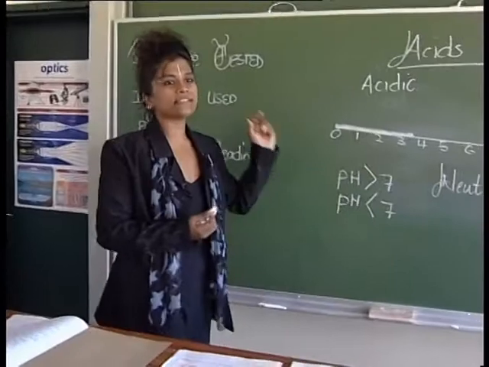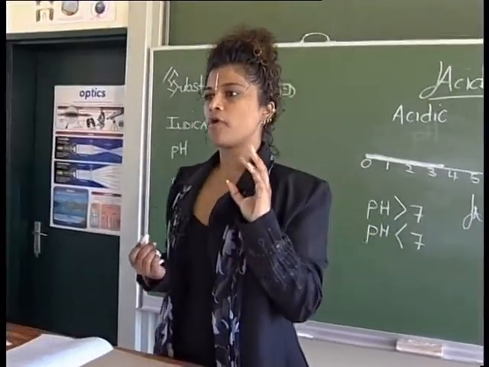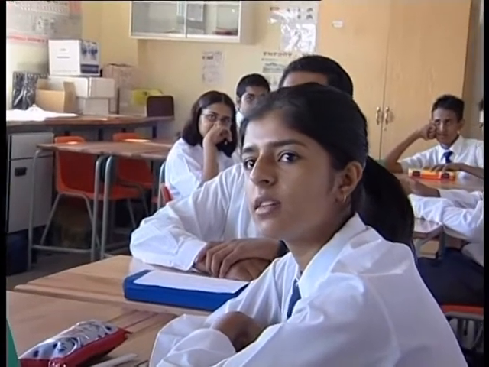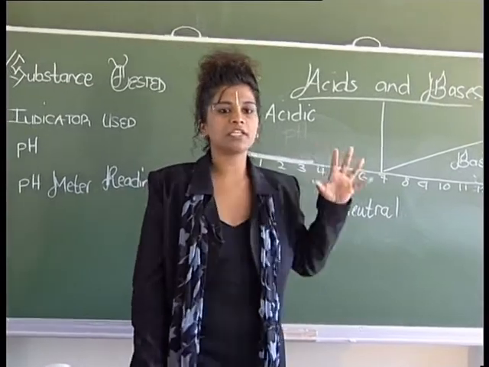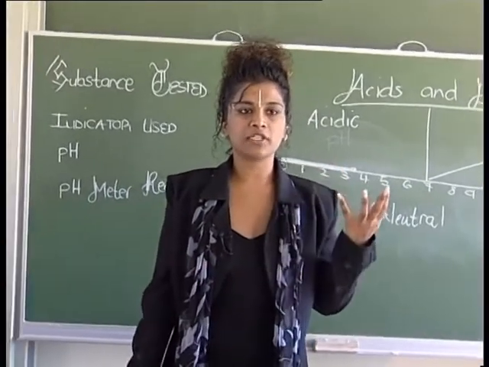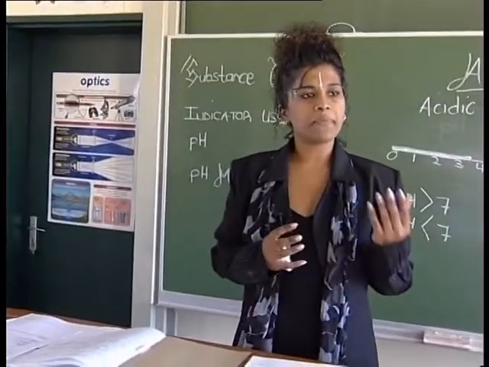If I ask you what is the difference between the pH, pH 3 and pH 4? pH 4 is less acidic than pH 3. Very good. pH 4 is less acidic compared to pH 3. pH 3 is more acidic. Do you understand? It's more concentrated. Right. We're going to complete the activity now on measuring pH.